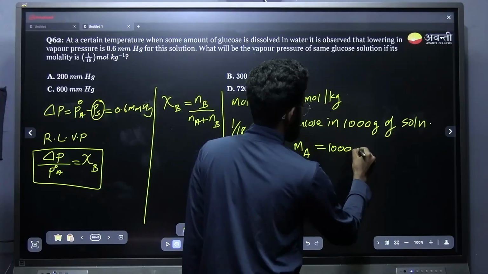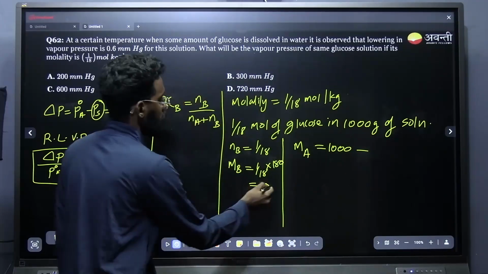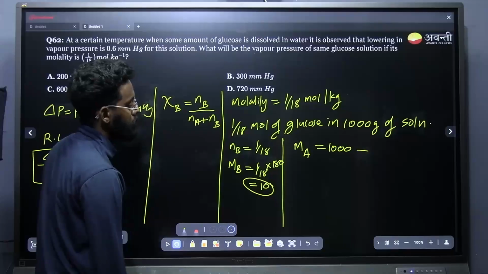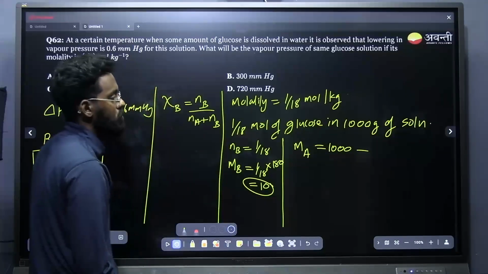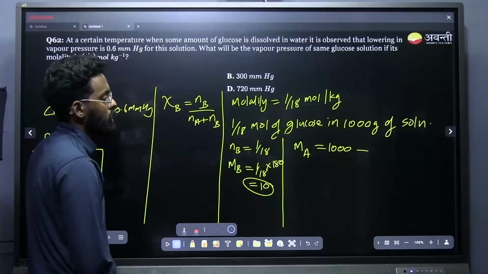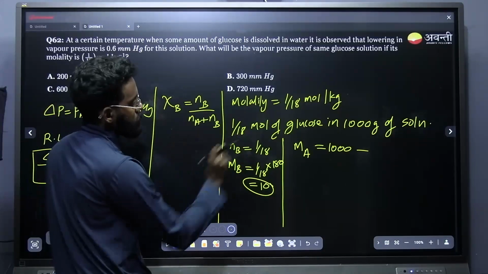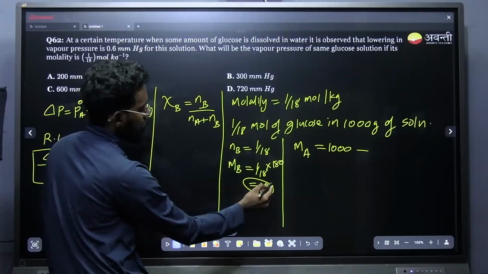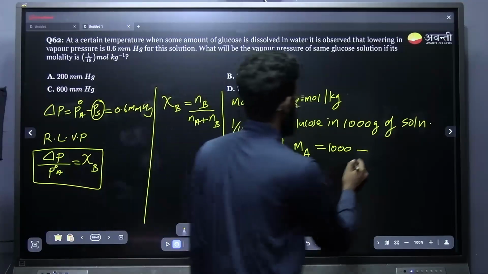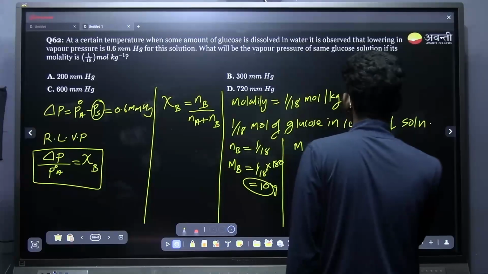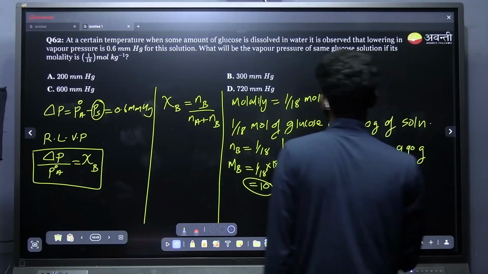The total mass of the solution is 1000 gram, and out of the 1000 gram, 10 gram is the mass of solute. So 1000 minus 10, that is 990 gram, is the mass of solvent.